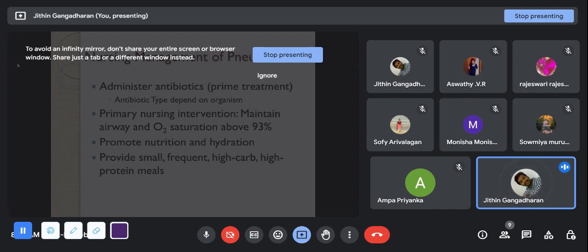So what I have said, the first thing is the prime treatment. What is the prime treatment? You have to stabilize the patient. Then you have to go for the antibiotics and airway saturation. Kindly note for the COPD patient, the usual saturation should be around 90 to 92, which is normal for them. It's not mandatory that they should maintain more than 95 or 96. Okay, 90 to 92 is the normal saturation.